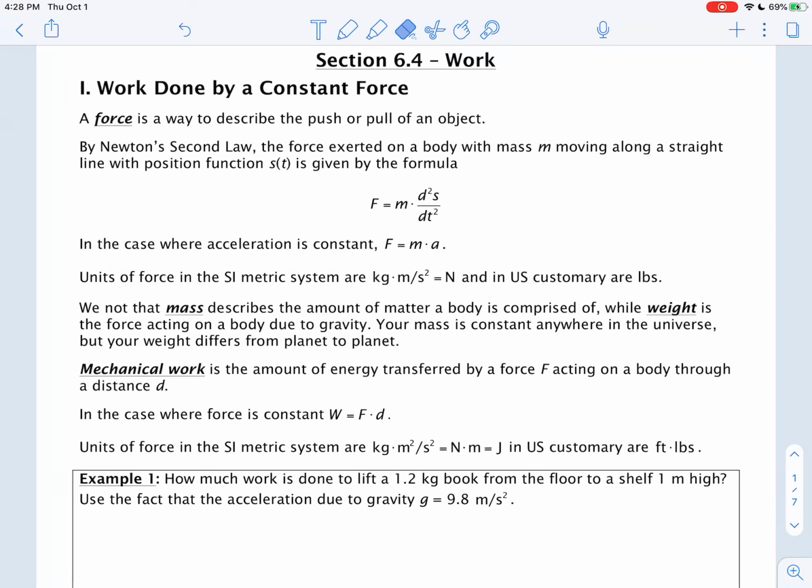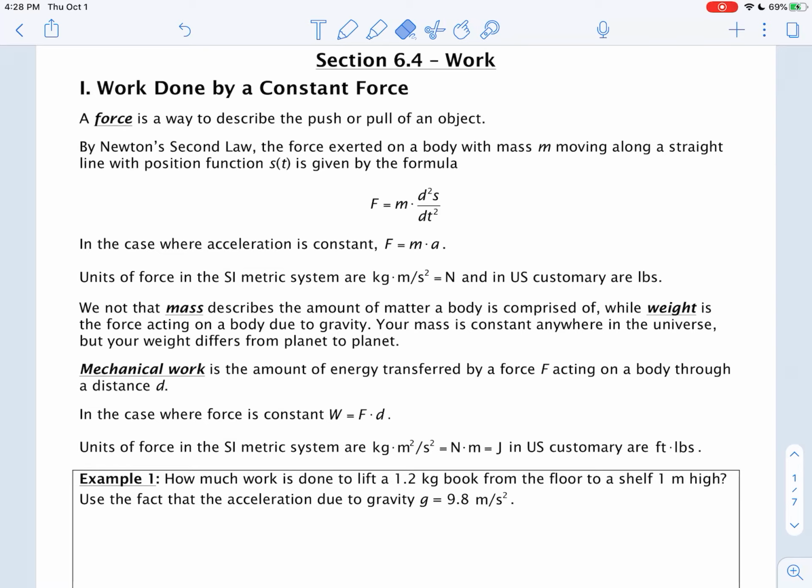Hello, hello. This is section 6.4 from James Stewart's Calculus Early Transcendentals book. And today we are talking about applications of integration, and the topic is work.